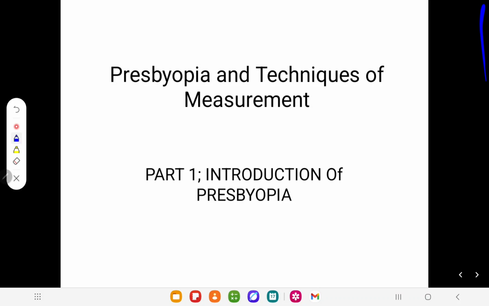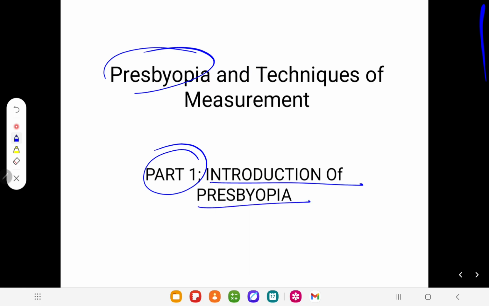Okay, today I'm going to talk about presbyopia, which is part one. In part one, we're going to cover the introduction of presbyopia, theories of accommodation, the types of presbyopia, and the causes of presbyopia. In the second part, we'll have a good discussion about techniques of measurement and correcting presbyopia. Okay, so let's move forward.